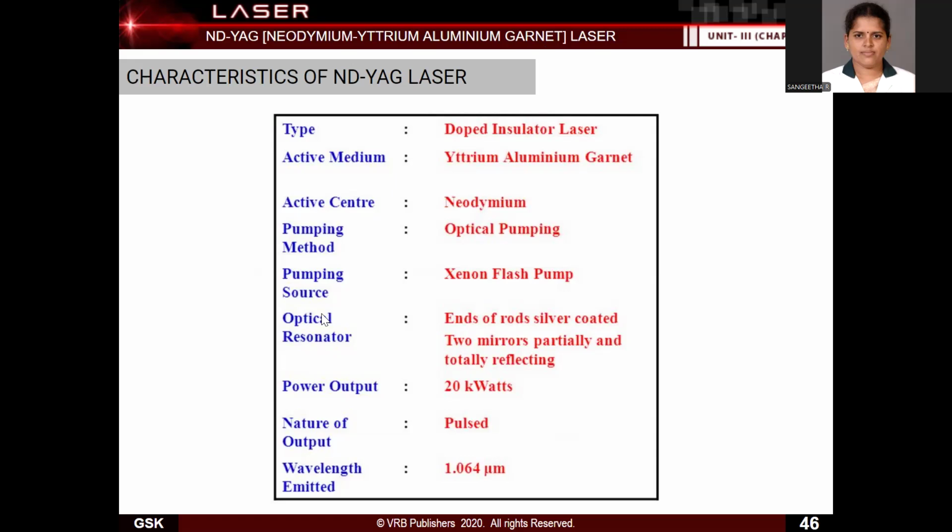The optical resonator is that the ends of the rod are coated with two mirrors. One is partially and the other is totally reflecting. The output which we get from this laser is 20 kilowatt, and the nature of the output is pulsed. The wavelength emitted by the Nd-YAG laser is 1.064 micrometer.